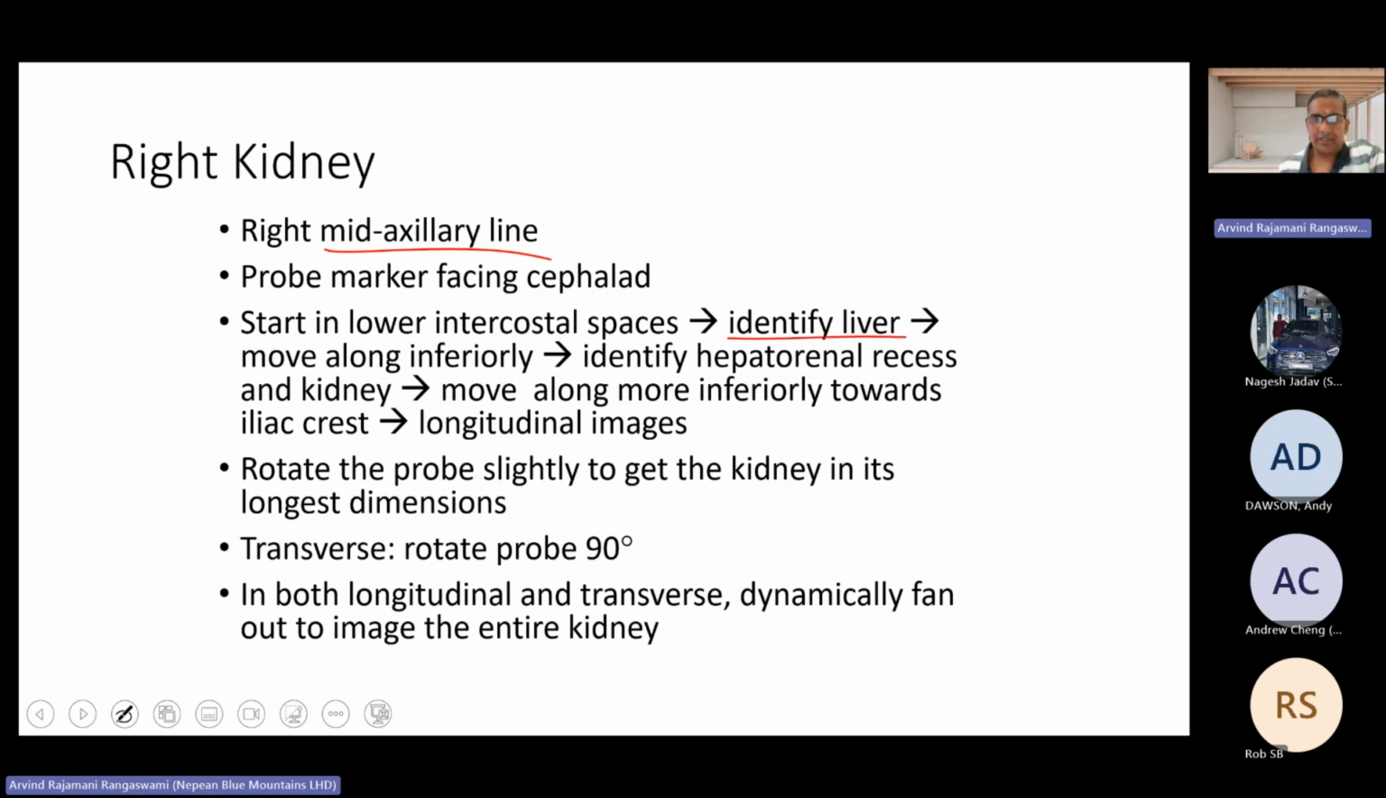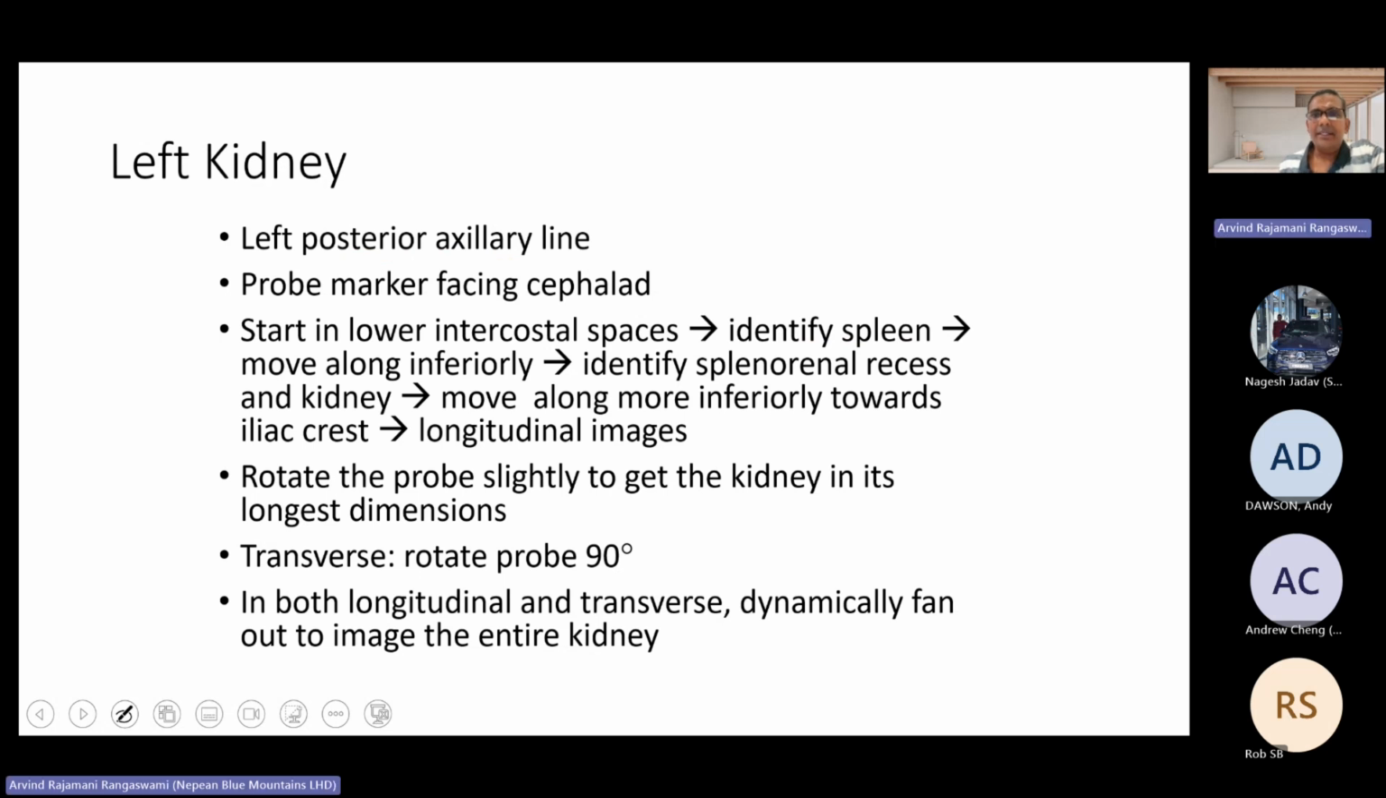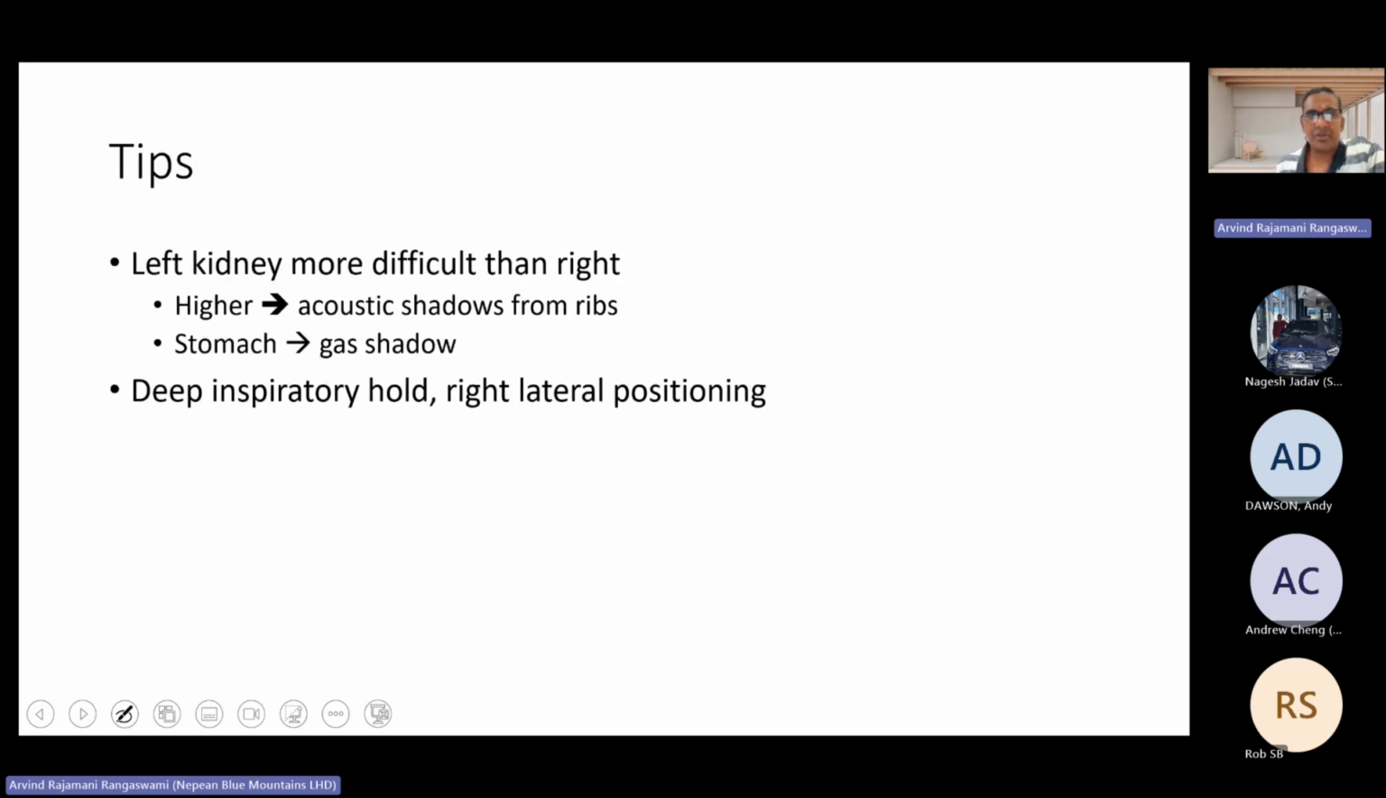Okay, right. Then the left kidney will be slightly more difficult purely because on the left, the spleen is smaller. But once again, once you identify the spleen, then identify the splenorenal recess and you'll get that. So it's virtually the same thing. Okay.